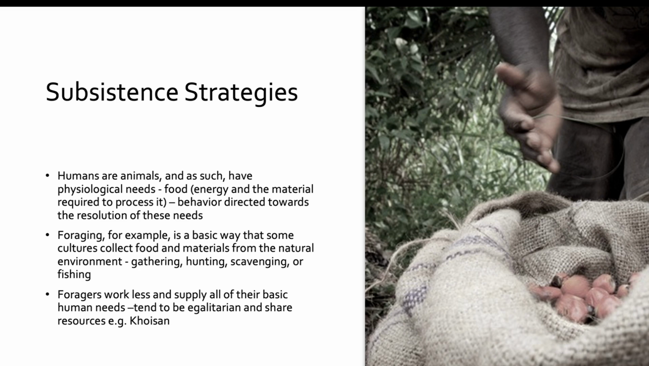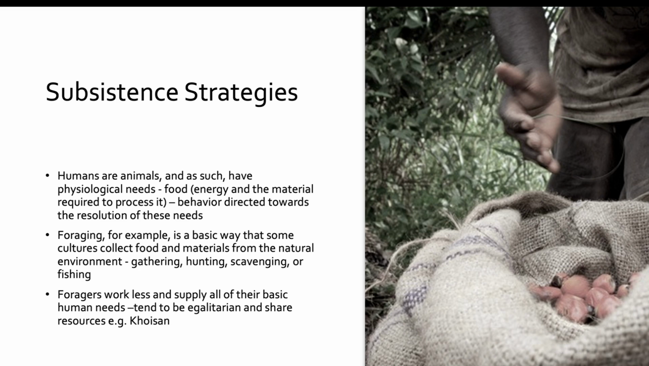So we can think about foraging and foraging cultures. Foraging is a basic way that some peoples have collected food and materials from the natural environment. We think of gathering peoples, hunting and gathering peoples, scavenging, and fishing as simple examples of this kind of behavior. And we know foragers work less and supply most of their basic human needs when you compare with, let's say, so-called advanced industrial societies.